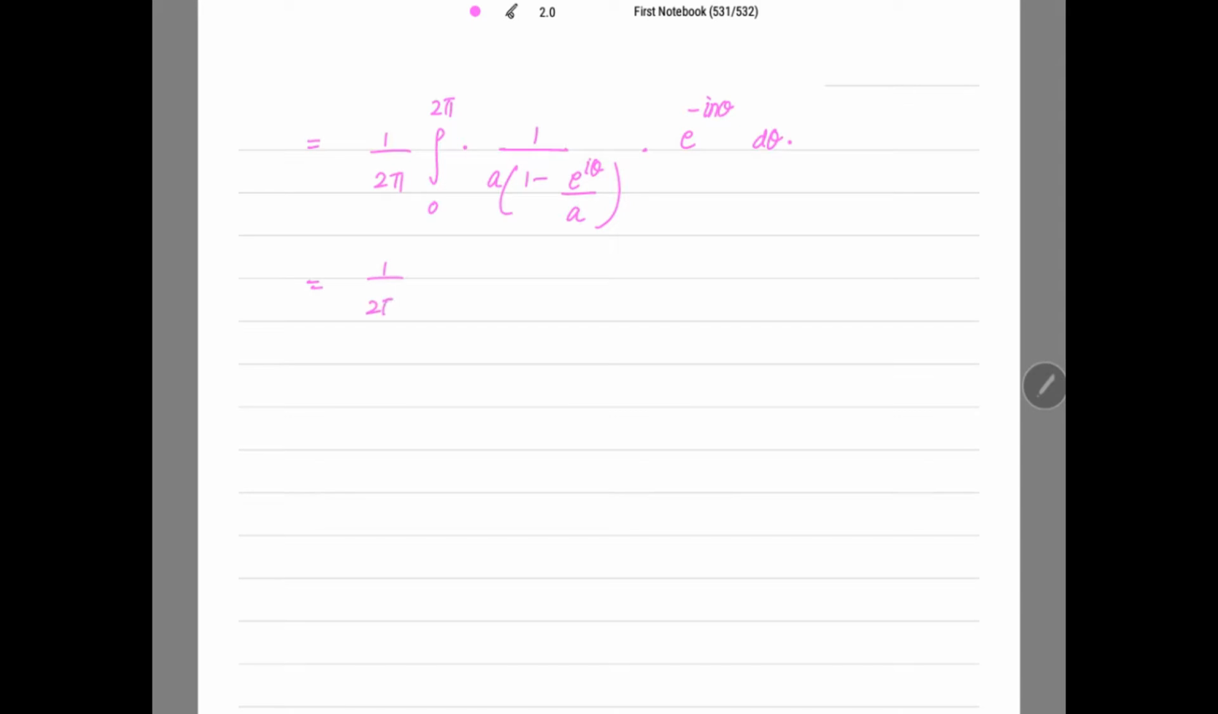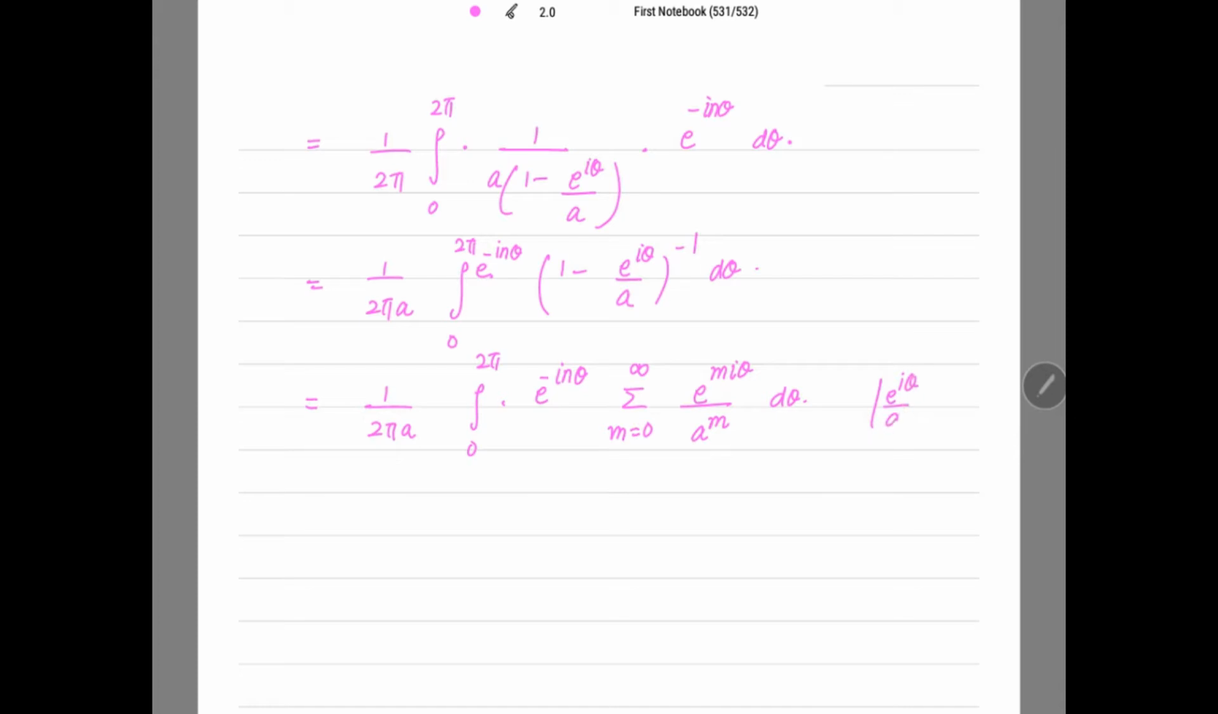Further, 1 over 2 pi a, 0 to 2 pi. This is 1 minus e raised to the power iota theta over a, this inverse, and e raised to the power minus iota n theta to this side. 2 pi a, 0 to 2 pi, e raised to the power minus iota n theta. Expanding this, I am getting the summation m going from 0 to infinity, e raised to the power m iota theta over a raised to the power m d theta for mod of e the power iota theta over a less than 1. This mod is 1 over a, which is less than 1.